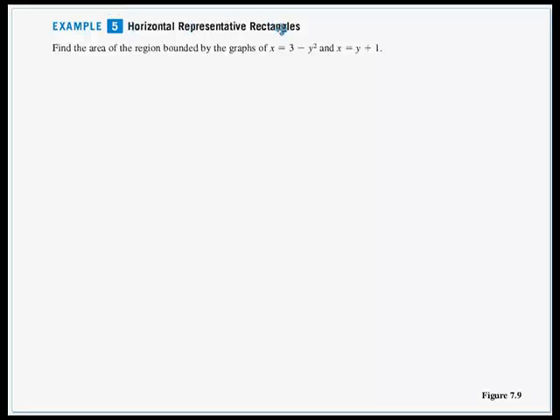So we have here horizontal representative rectangles. Find the area of the region bounded by the graphs of x equals 3 minus y squared and x equals y plus 1.